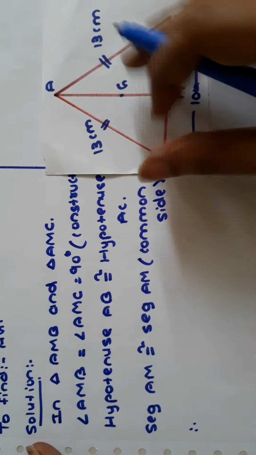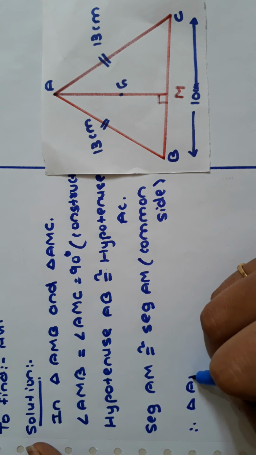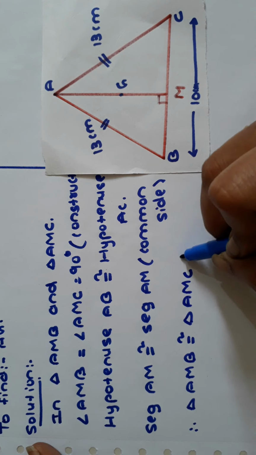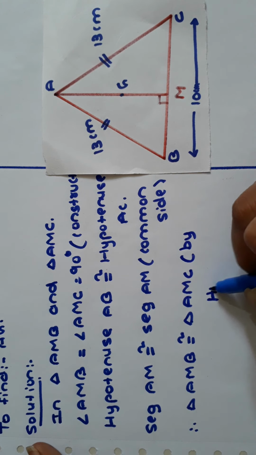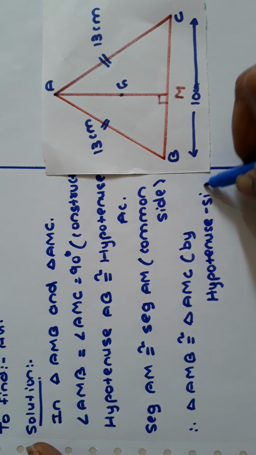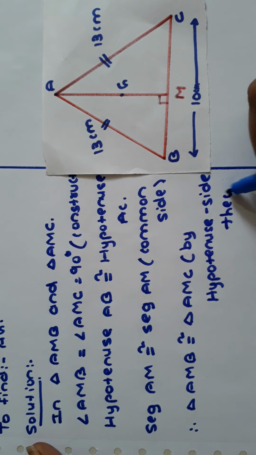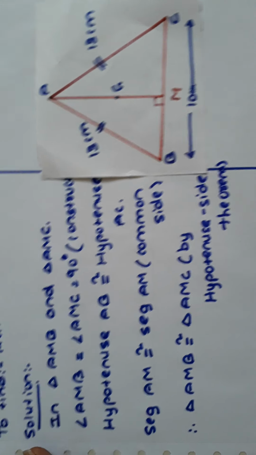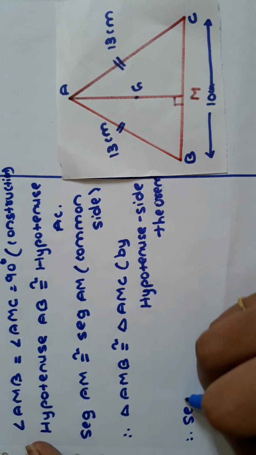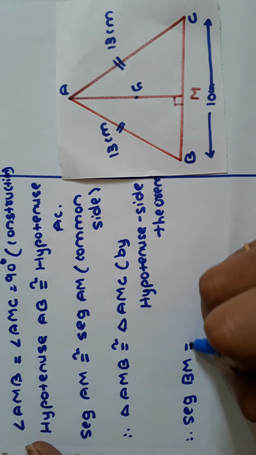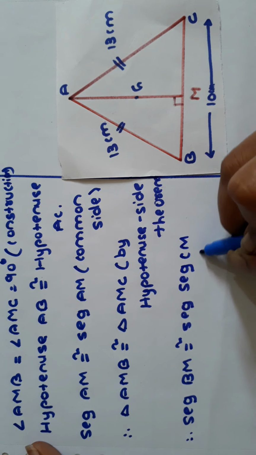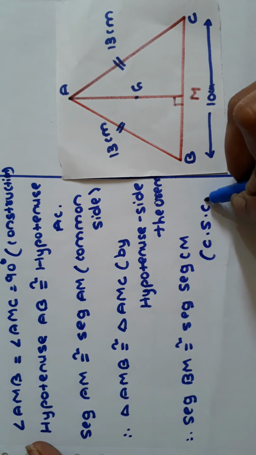So therefore, both the triangles are congruent by the hypotenuse side test or hypotenuse side theorem. So since both the triangles are congruent, segment BM is congruent to segment CM. The reason is corresponding sides of congruent triangles.